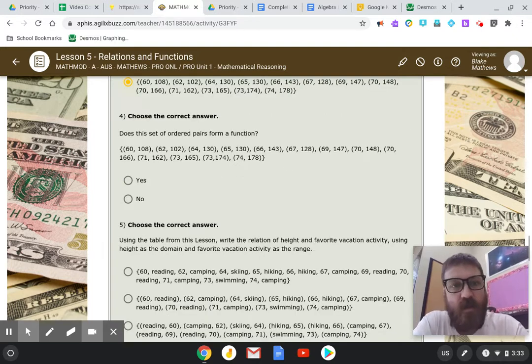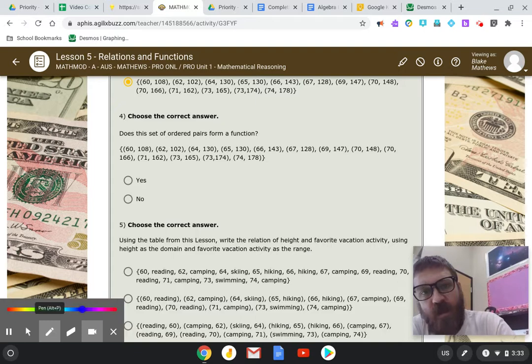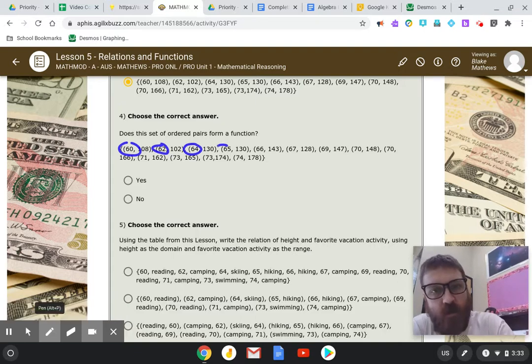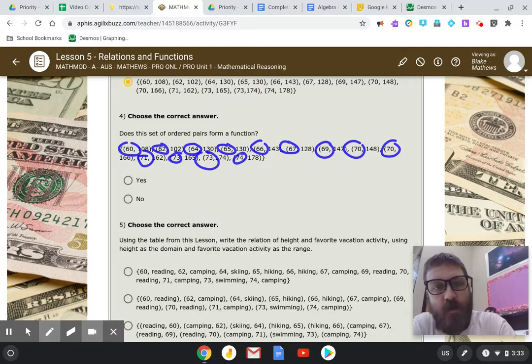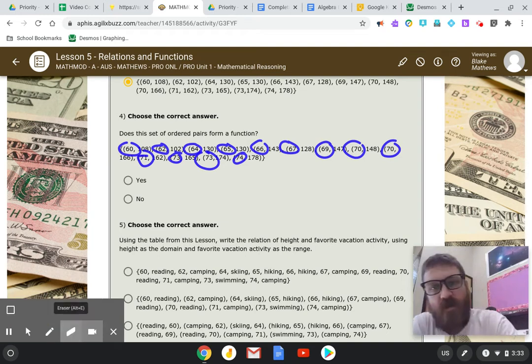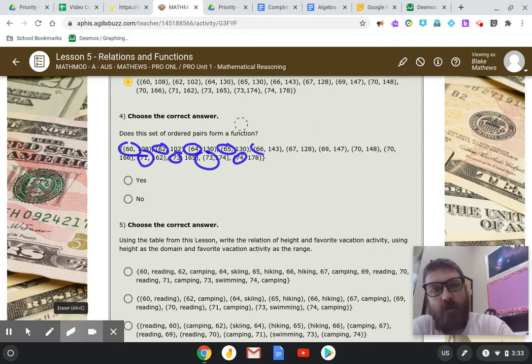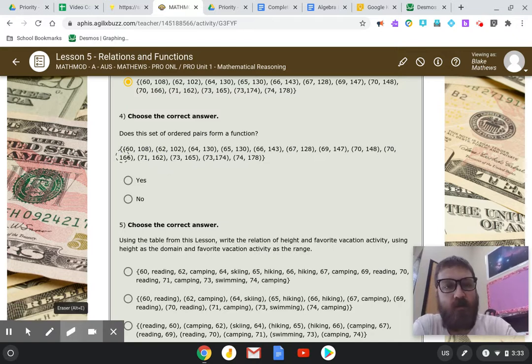Then it asks, does this set of ordered pairs form a function? You need to check if any of the x values appear more than once. So you just look at those and you say, are there any that are repeated? If any repeat, it means no. If there are no repeating, it means yes. So a repeating x value means the answer is no. That's how you know if it forms a function.